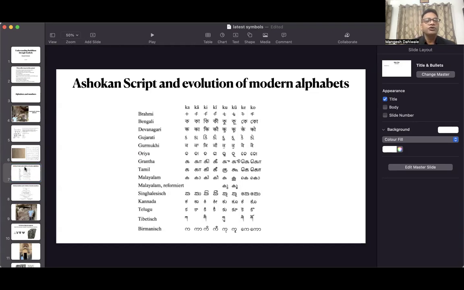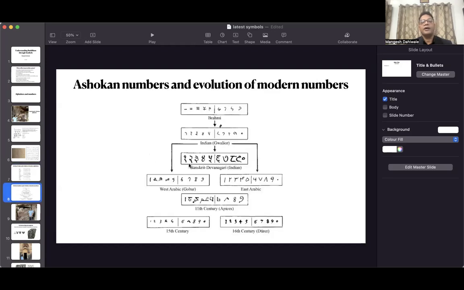So let me take you to a very interesting piece of history. The numerals that we use today, like 1, 2, 3, 4, 5, 6, 7, 8, 9, 0, can all be traced back to the Ashokan inscriptions and the numerals that Ashoka left behind. Like at the top, you can see the numbers used by Ashoka.